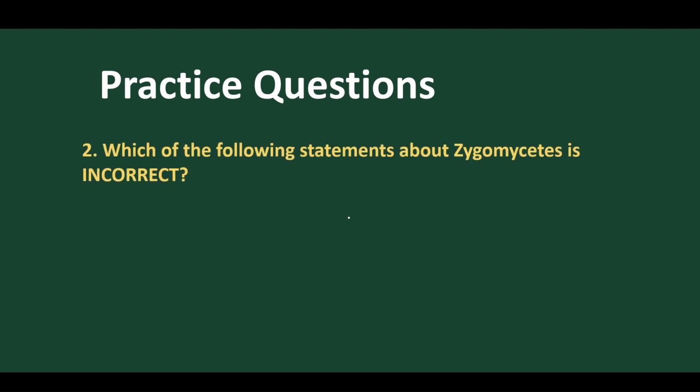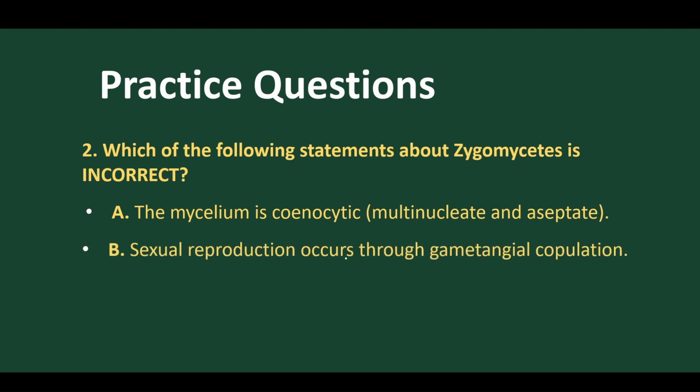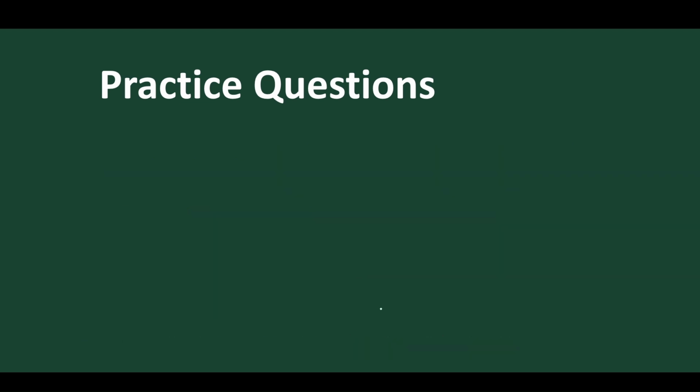Second question, which of the following statements about Zygomycetes is incorrect? The mycelium is coenocytic. It is correct. Sexual reproduction occurs through gametangial copulation. It is correct. Motile cells, they don't have motile cells. So this one is incorrect. The sexual spore, as we know.